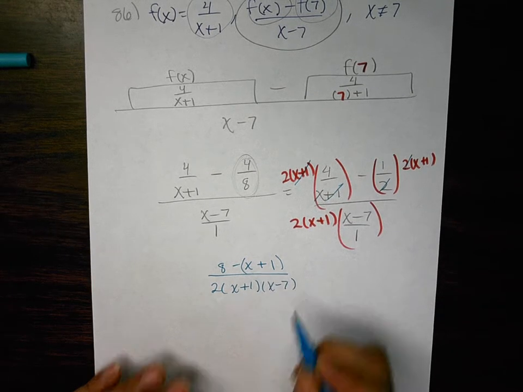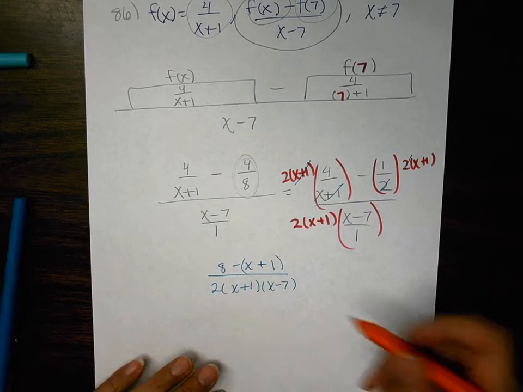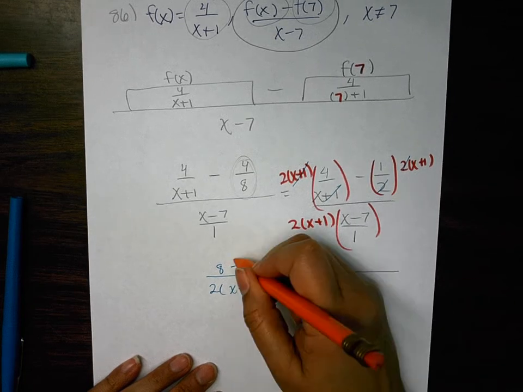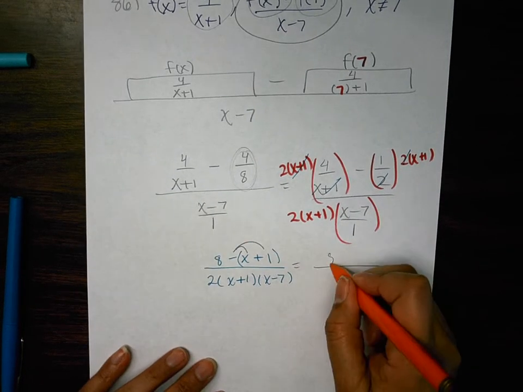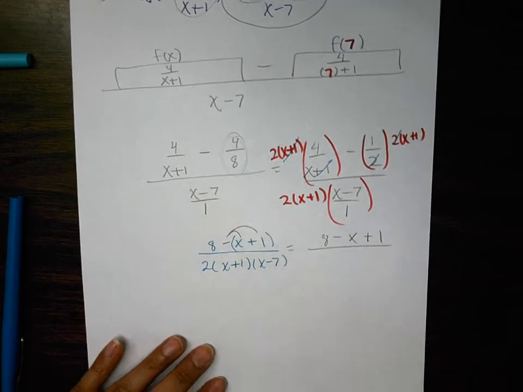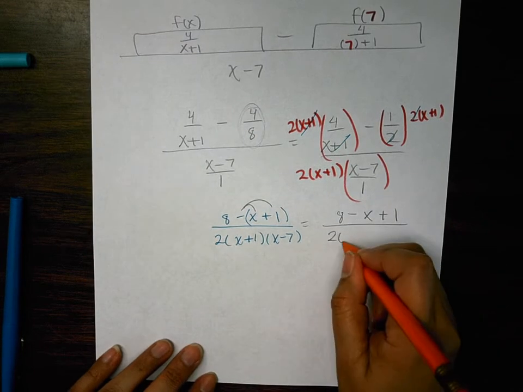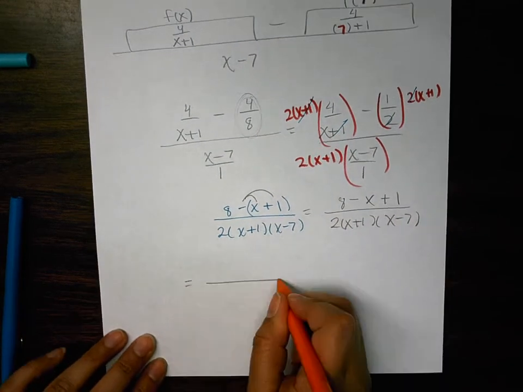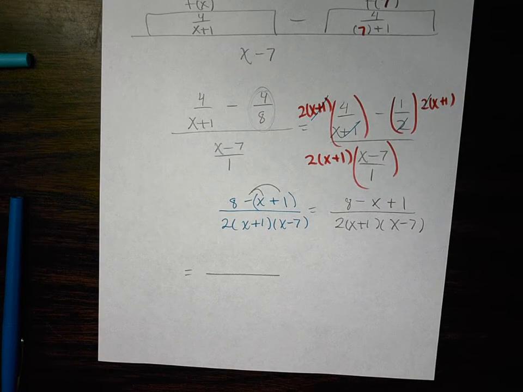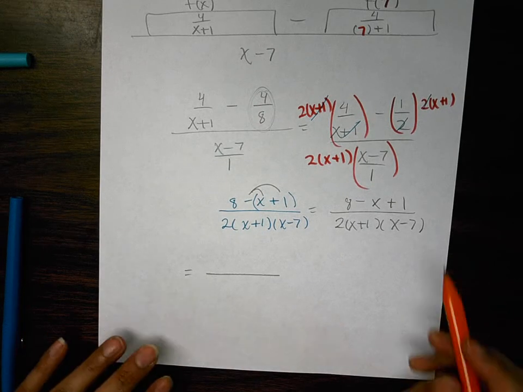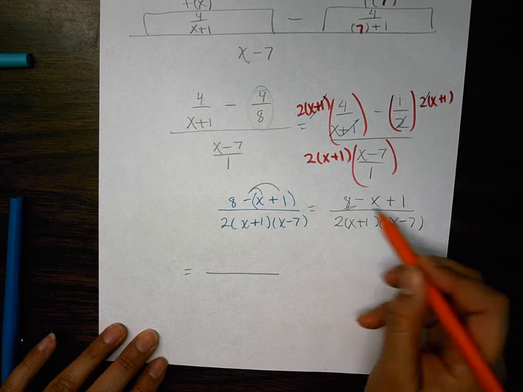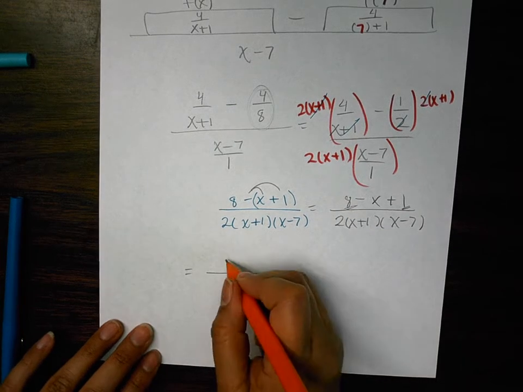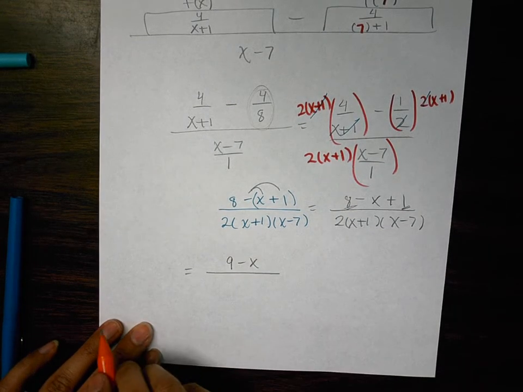I want it in factored form so that I can try to reduce. What did we say we have to do with that negative sign? 8 minus x plus 1 all over 2, x plus 1, x minus 7. What's our next step? Before reducing, combine like terms. What's 8 plus 1? 9 minus x.